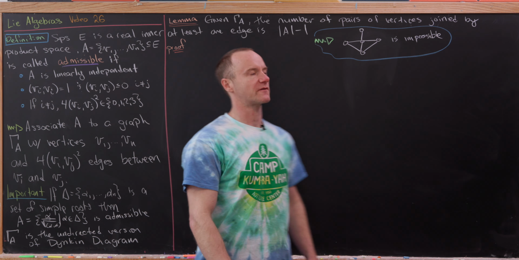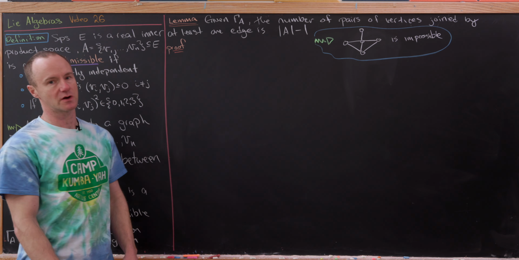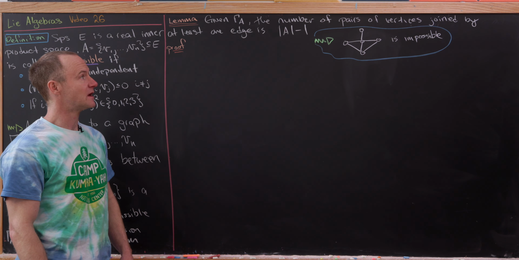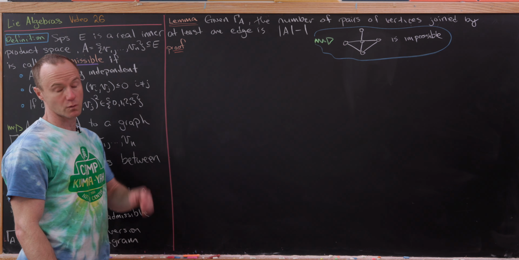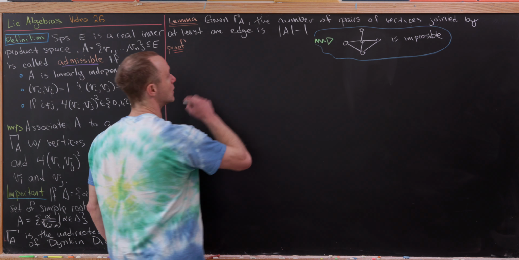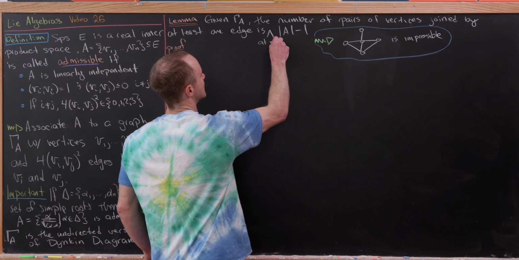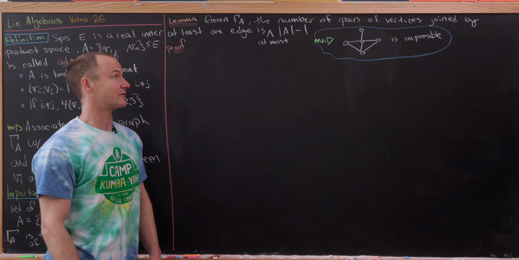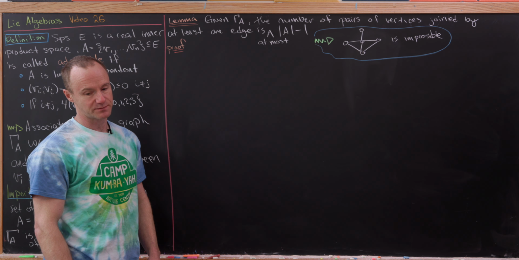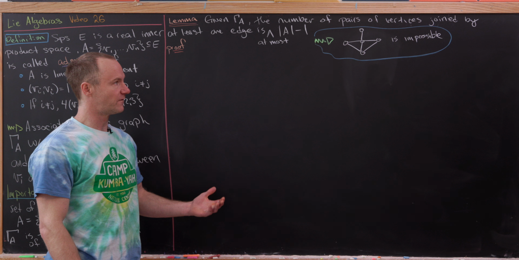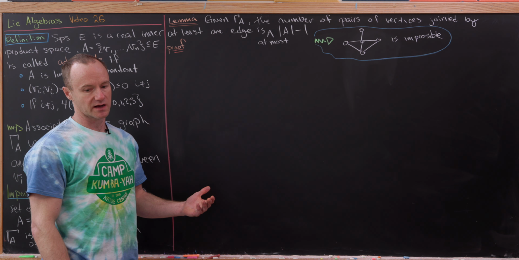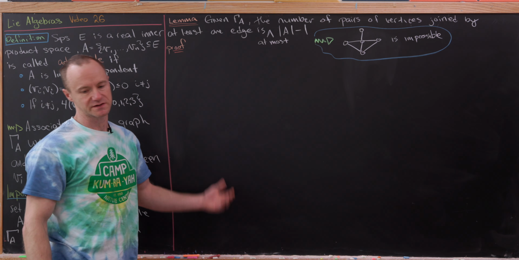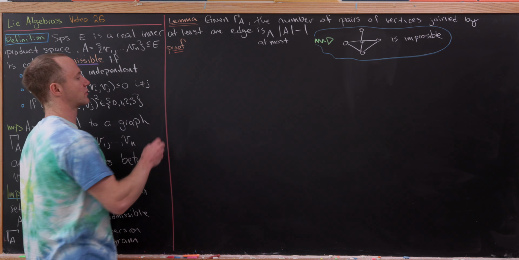Okay, so now let's get into our first result, which is the following lemma. Given a graph gamma A associated to an admissible set A, the number of pairs of vertices joined by at least one edge is at most the number of elements in A minus 1. So let's observe that that kind of graph over there is impossible, because all 4 vertices are connected by at least one edge, but that's going to be more than 4 minus 1. Okay, so anyway, let's get to the proof.